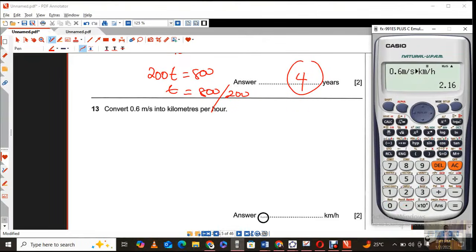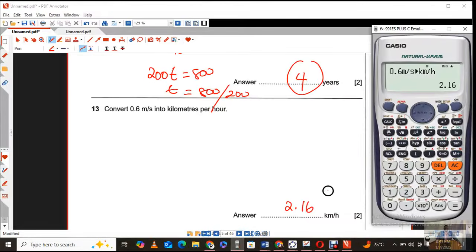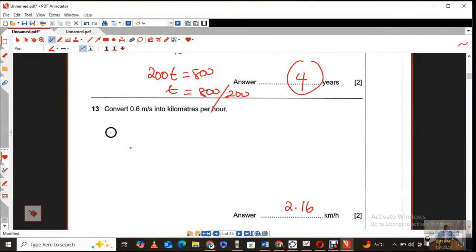Okay, so this is 2.16. However, your calculator, the one that you have, will not have this particular function. So let us see what is an obvious way of doing that. So 0.6 meters. So let's first write what is 1, because you have to change it to kilometers. So it's like kilometers over hour.